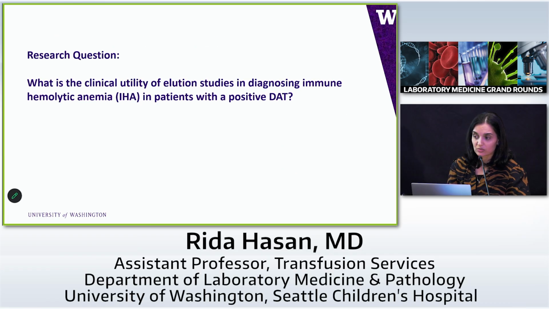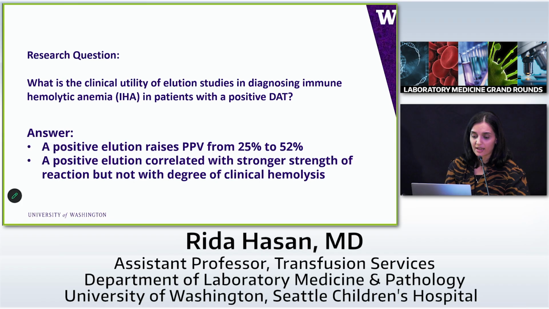So going back to the research questions that I had, what is the utility of an elution study? The answer that I got is that a positive elution can raise your positive predictive value from 25 to 52%. And a positive elution does correlate with a stronger reaction, but it doesn't necessarily correlate with a stronger degree of clinical hemolysis. So whether your patient's elution is positive or negative is not really going to help you predict whether they're going to have more or less severe hemolysis.